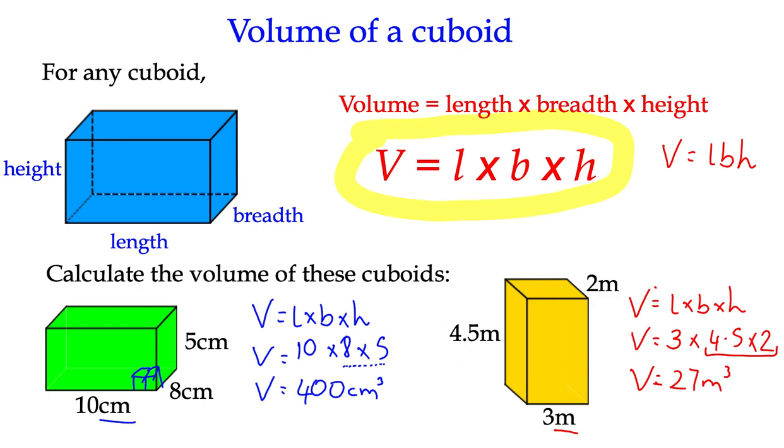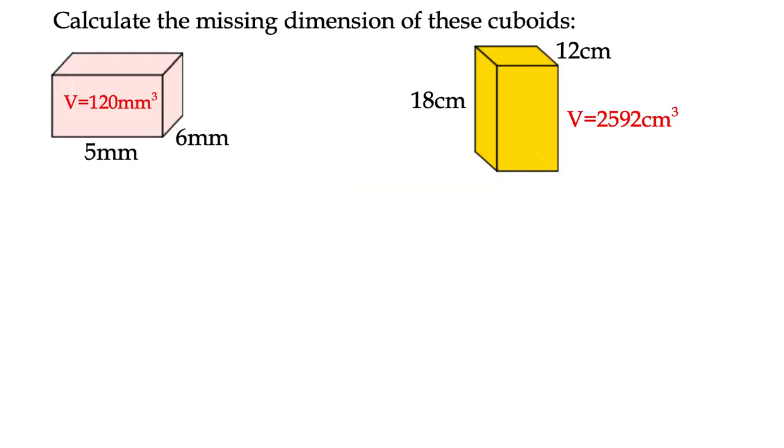Okay, so let's take it on a wee bit and think, well, if I've got the formula, could we work back? Could we work out the dimensions if we know the formula? Well, sure we can. It says calculate the missing dimensions of these cuboids. So this time we've got the volume, and we've got a length of 5 millimeters, a depth of 6 millimeters, and we're missing the height. So I'm going to write in H for height here, and that's what we're trying to work out.